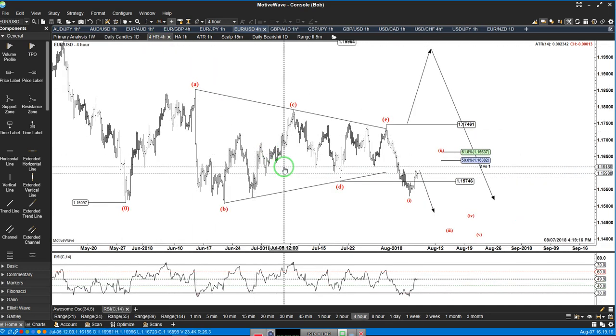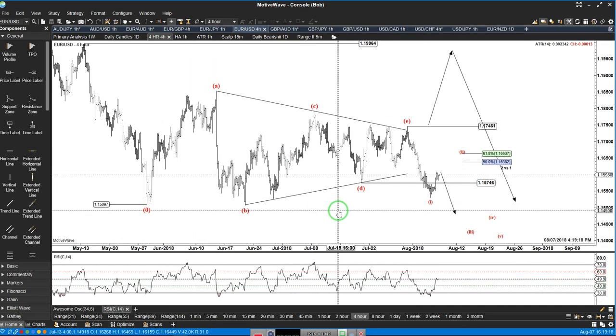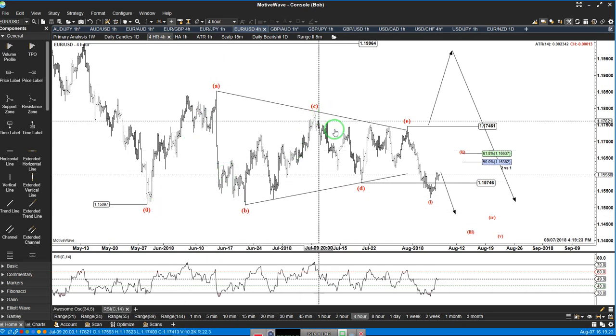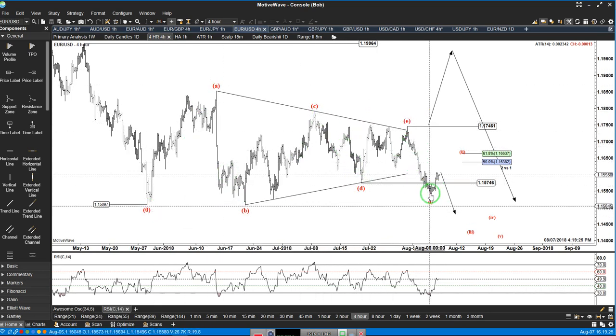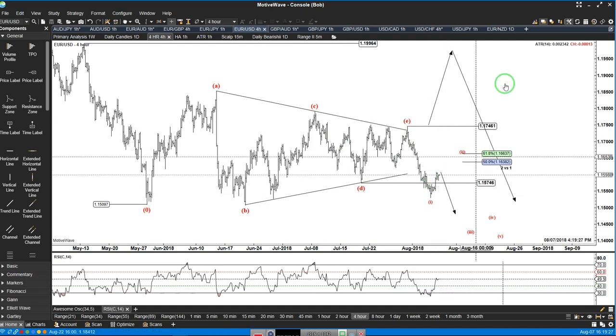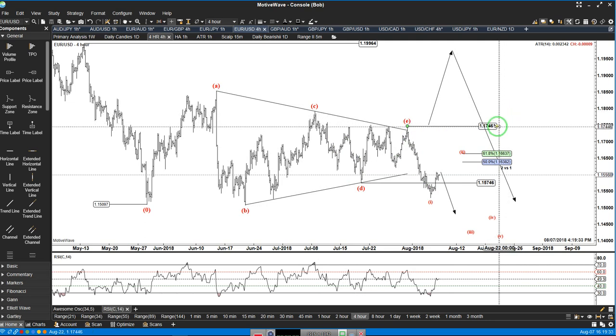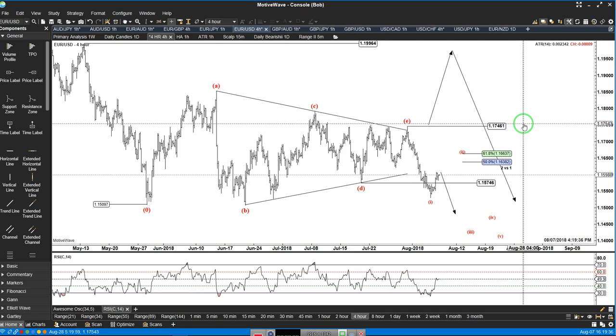Euro USD. Kind of in the same boat, looking for that triangle to break lower to 1.1344. An alternate count here to keep an eye on is that this is A, then you got A, B, then you got an A, B, C for C, we get a D and an E, and it breaks to the upside. 1.1746 is the line in the sand here.